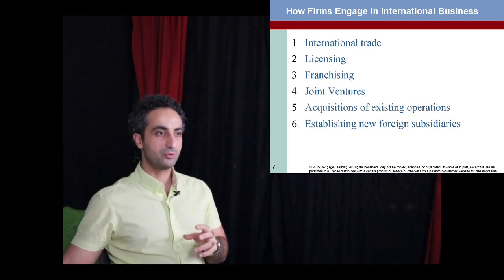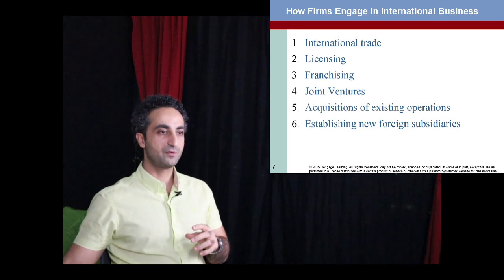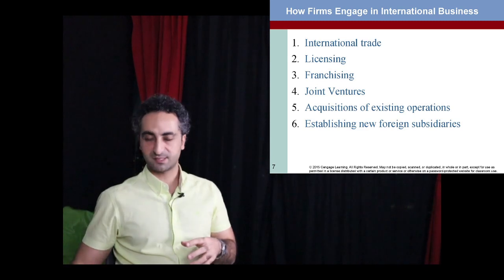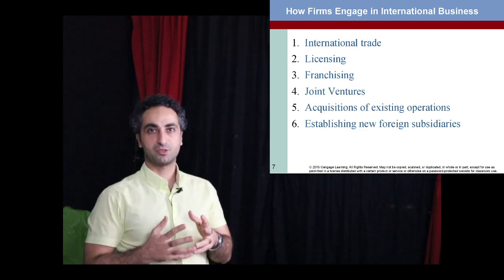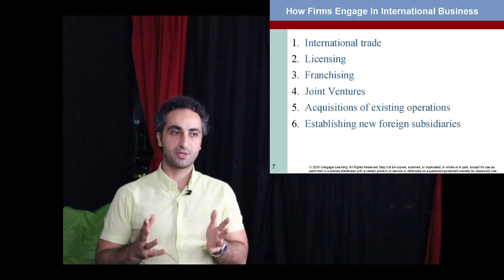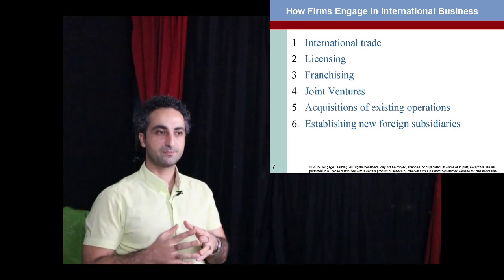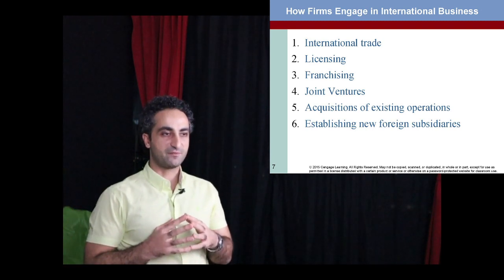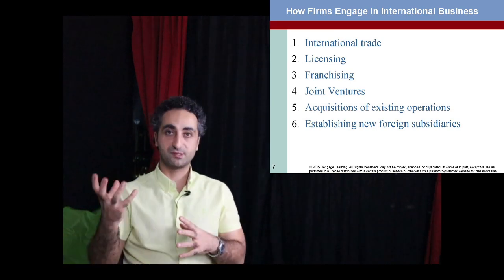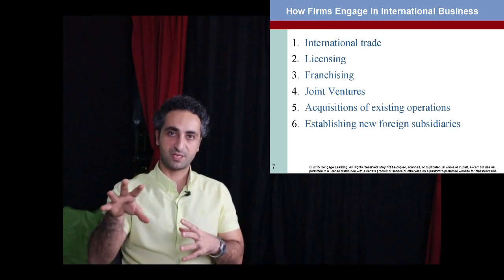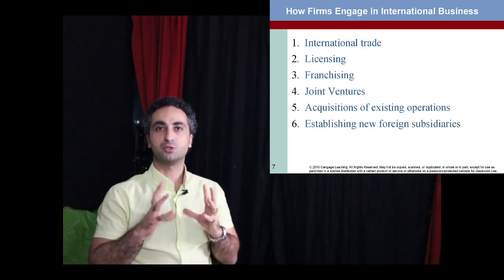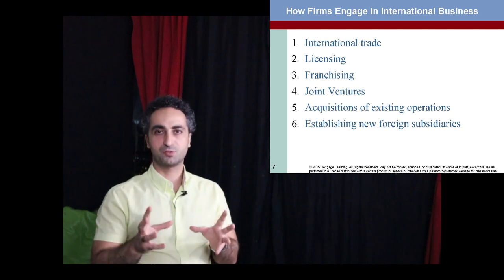Now let's take a look at how firms engage in international business. What are the ways that we can actually conduct international business? First we have international trade, then licensing, then franchising, then joint ventures, then acquisition, where you buy another, smaller company, and establishing a new foreign subsidiary, a whole new subsidiary.